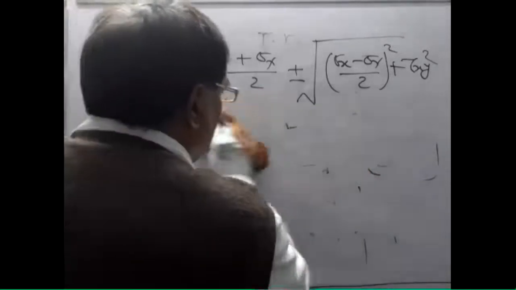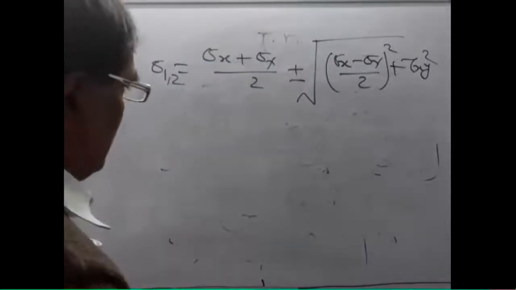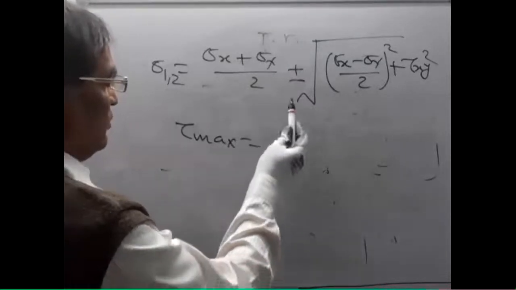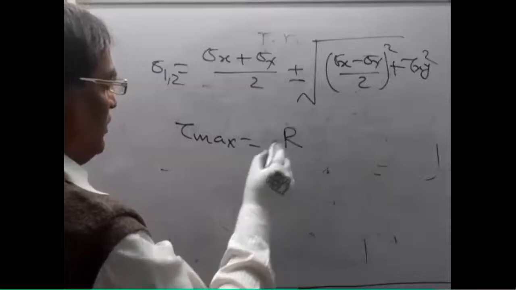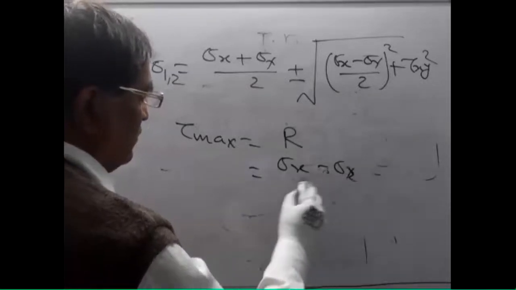And what is the tau max? That is the radius. It can be shown that tau max is the radius. So that is nothing but sigma x minus sigma y by 2.